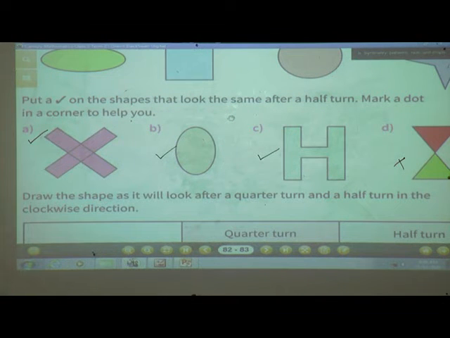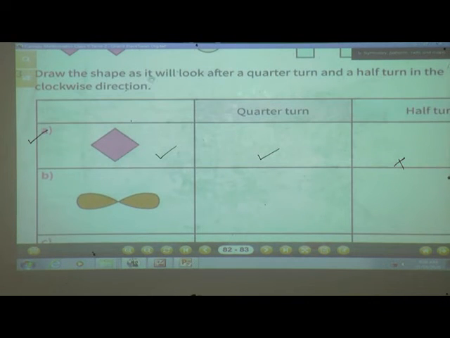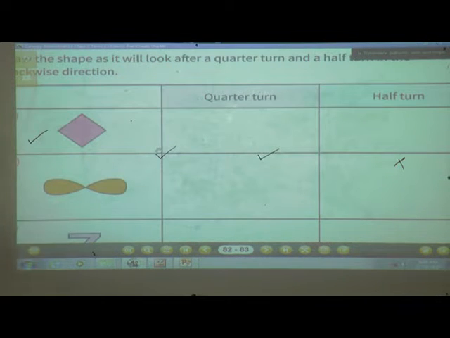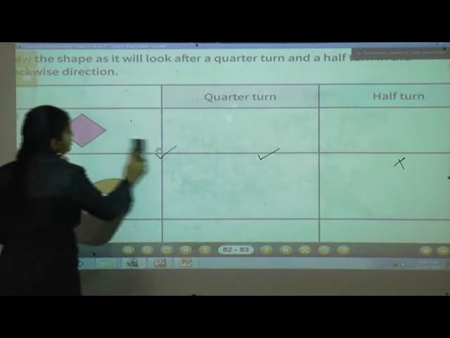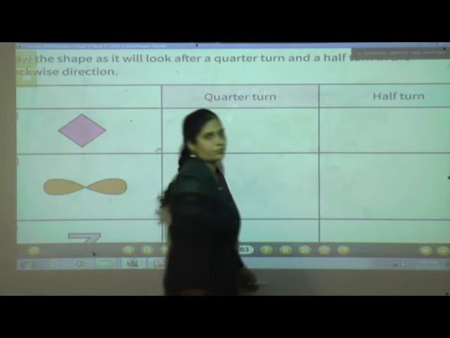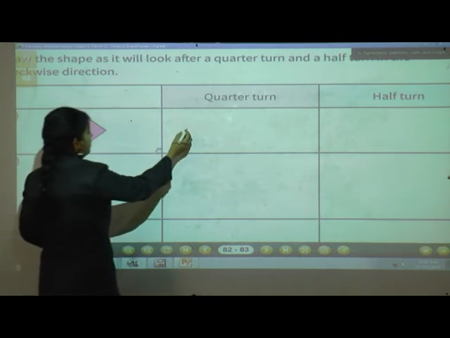Okay. So students, third one: draw the shapes as they will look after a quarter turn and half turn in the clockwise direction. Now all of you know the clockwise direction. Yes, you even know the quarter turn and half turn also. Now students, this figure after a quarter turn, how will it look? Yes students, tell me the answer. It will look like here.